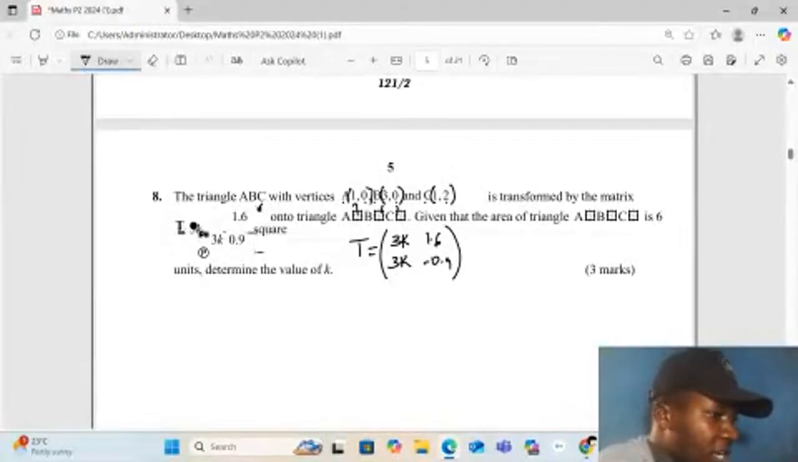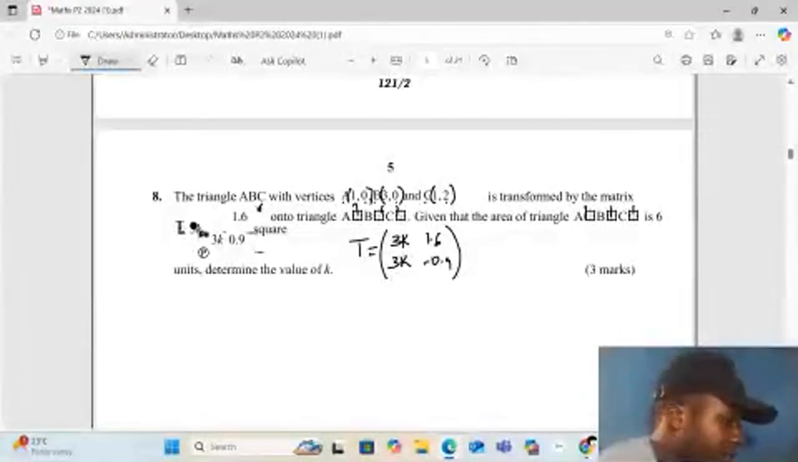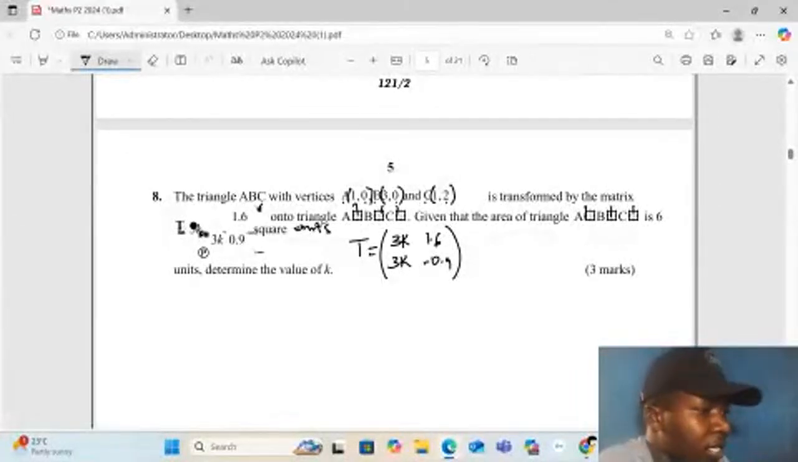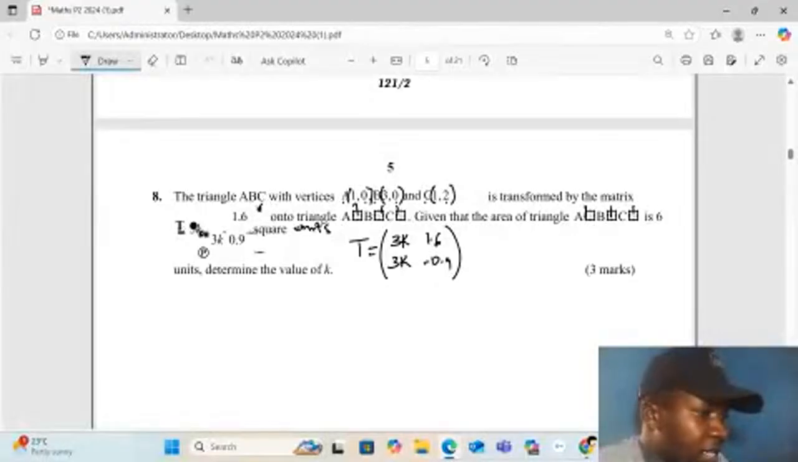Given that the area of the triangle A prime, B prime, and C prime is 6 square units. Now determine the value of k, given that the area of the triangle A prime, B prime, and C prime is 6 square units. Determine the value of k.